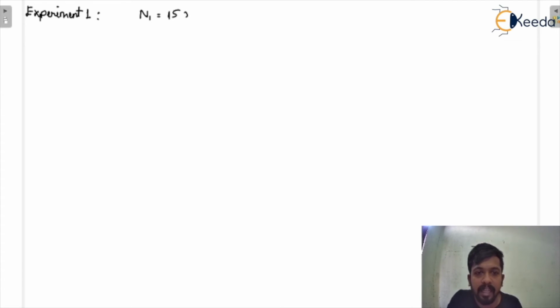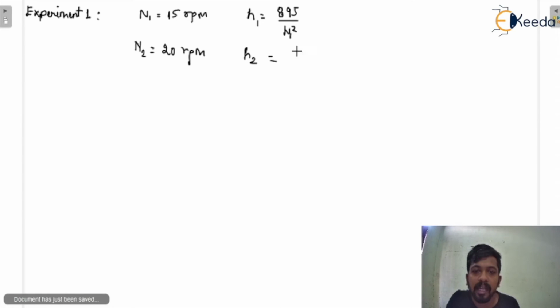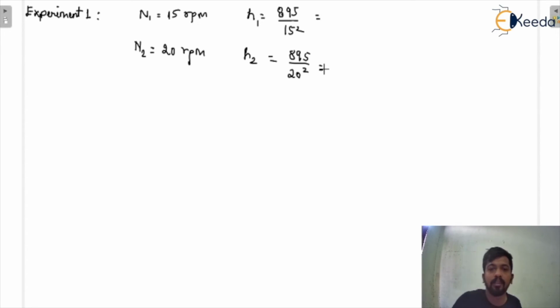When you put N1, that means the speed of the governor is 15 rpm, you will get the height of the governor, that is 895 upon N1 square. Okay, so that is h1. When you do the second case, 20 rpm, as part of the first experiment, you will get the height of the governor, that is 895 upon 20 square. You will get some value when you solve it.